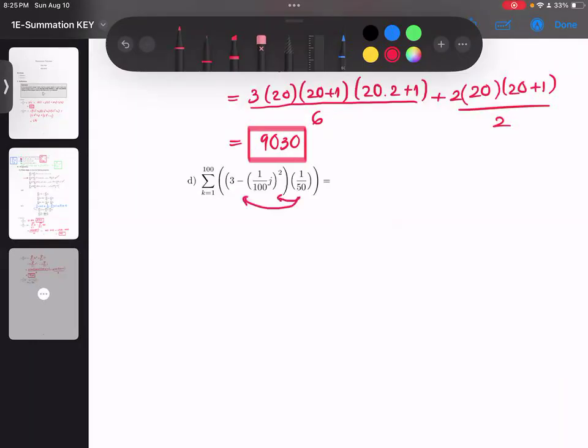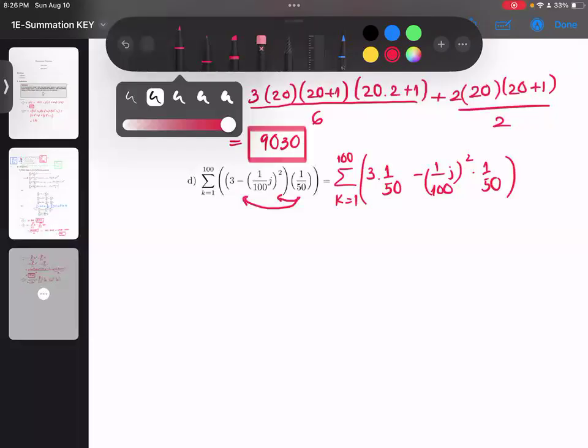So we have the sum k equal 1 to 100. Let's distribute. So 3 times 1/50 minus 1/100 j squared times 1/50. Now we can simplify. We can do it step by step. We don't have to do all of it. So, let me put a big parenthesis here. And now I can split it apart, right? Let's simplify first before I actually split it apart. I like to simplify things.